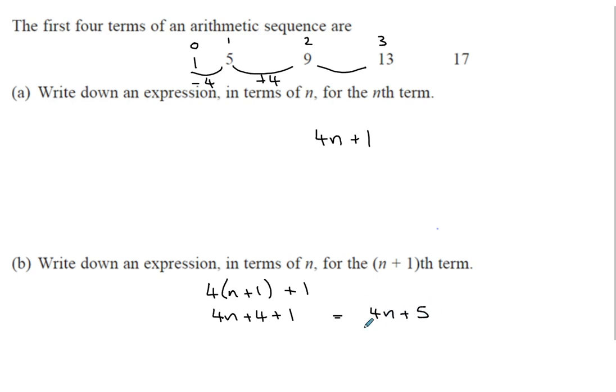So again, for your n plus 1th term, if you put in 1 as your n, you will get your second term. So if we put n equals 1, we want to get the second term, which is 9. So 4 times 1 is 4, plus 5 equals 9. Okay, so although it sounds really confusing, that's all it means, and that's all you have to do. A few marks there, guaranteed.